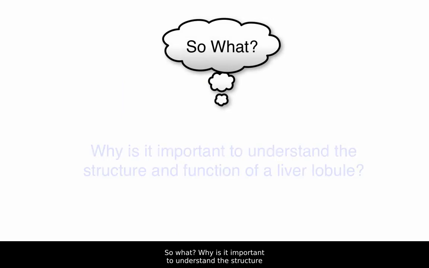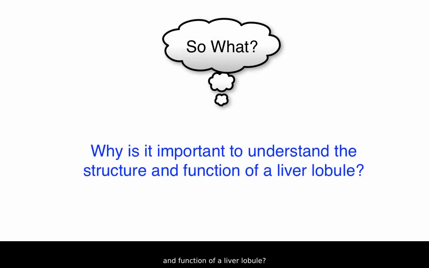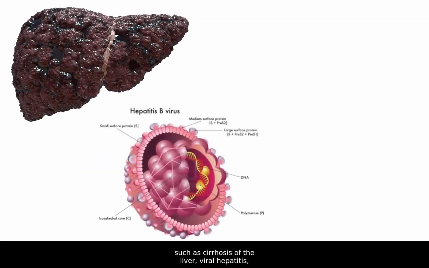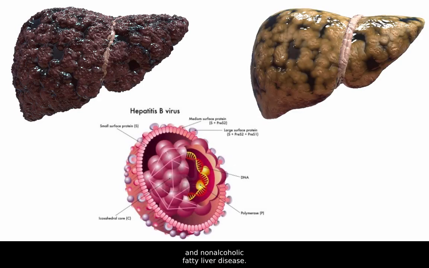So what? Why is it important to understand the structure and function of a liver lobule? Well, this knowledge is crucial to understanding liver diseases such as cirrhosis of the liver, viral hepatitis, and non-alcoholic fatty liver disease. All of these conditions, through a variety of causes, interfere with liver function. They can impair blood flow and raise blood pressure within the lobules, damage hepatocytes, scar or inflame the liver, or cause fat deposits within the lobules.